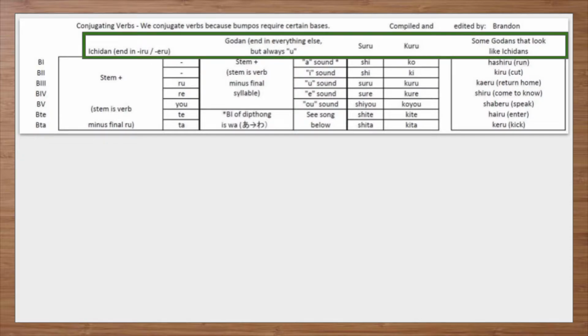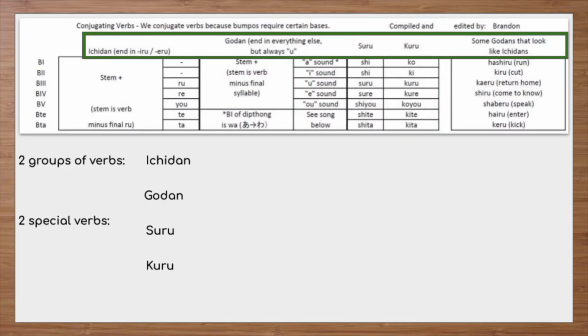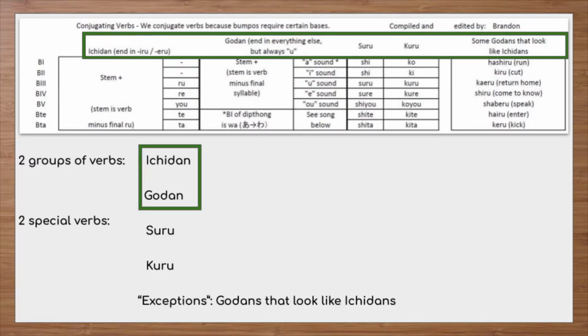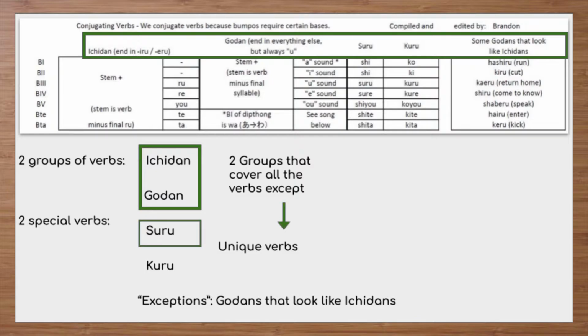Let's look at the kinds of verbs. There are two kinds of verbs, ichidan and godan, and two special verbs, suru and kuru. Plus there's some exceptions, or godans that look like ichidan. Ichidan verbs are verbs that end in iru or eru, and godan verbs end in anything else, but always the u sound. The ichidan and godan groups cover every verb in Japanese, besides the two unique verbs, suru and kuru.